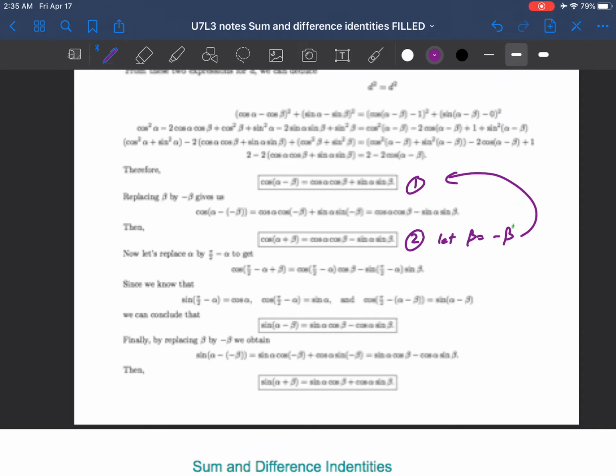So you'd have cosine pi over 2 minus alpha cosine beta minus, because we're using this equation 2 to prove this one, minus cosine beta. I'm going to run out of room, so I'll write it down here.